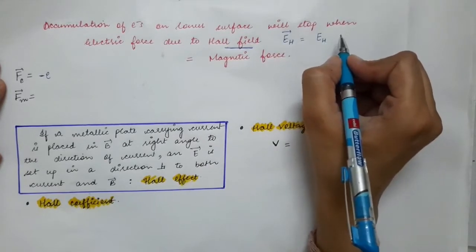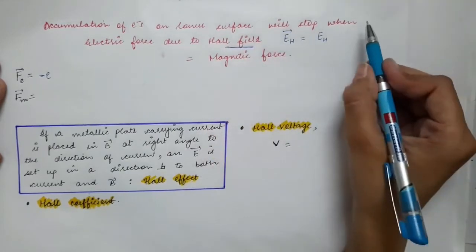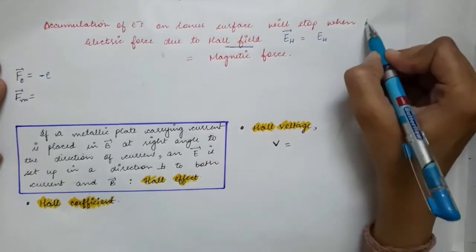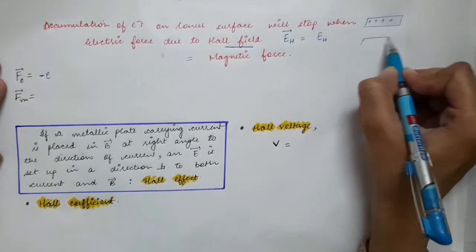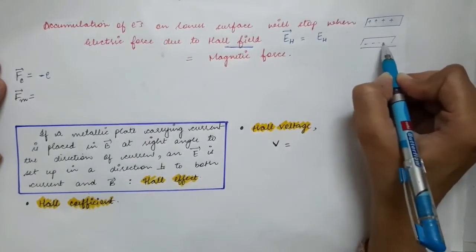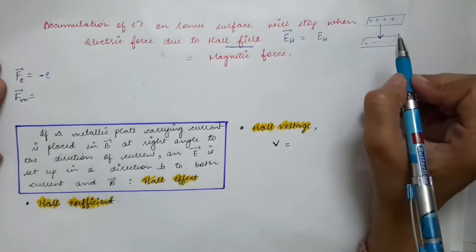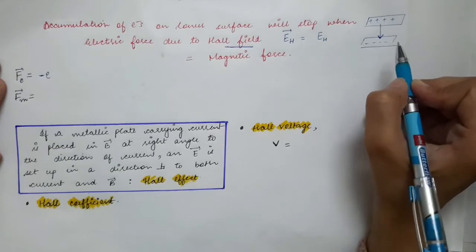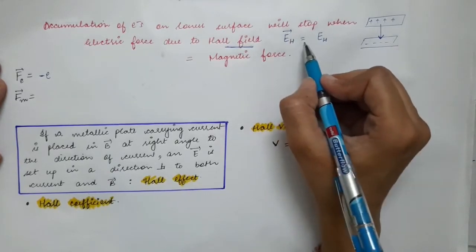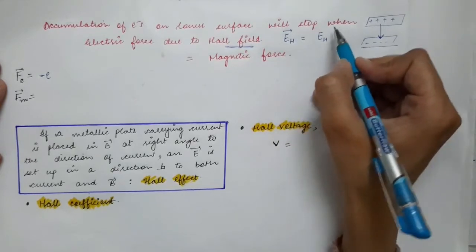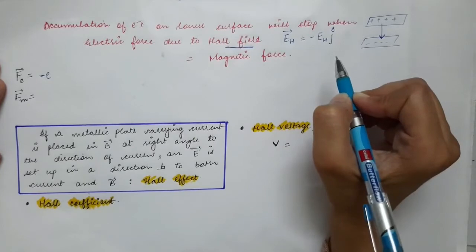As we have said, this Hall electric field points in the downward direction because the upper surface of the strip is positively charged and the lower surface is negatively charged. So the Hall field will be pointing in the downward direction, along the negative y-axis. The Hall electric field vector can be written as magnitude times its direction, and the direction will be minus j cap.